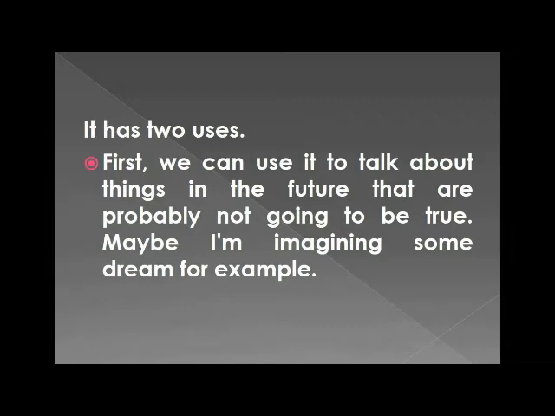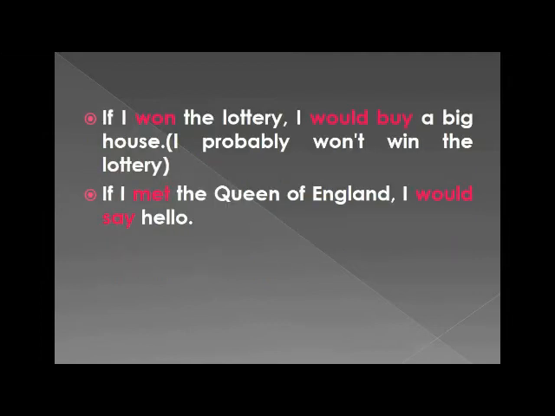In the first place, you use the second conditional to talk about things in the future that are probably not going to be true. That has to do with some dreams. Take a look at this example. If I won the lottery, I would buy a big house. Winning the lottery is something that cannot be true in future.